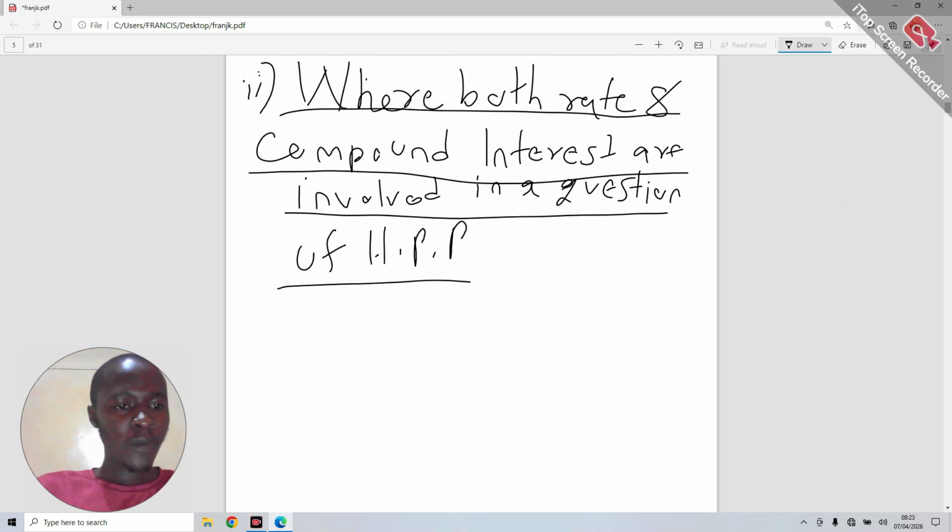So, from where we had left in our previous video or previous lesson, let us continue from there. We left it at where we were supposed to tackle concept number 2, where both rate and compound interest are involved in a question of higher purchase price.